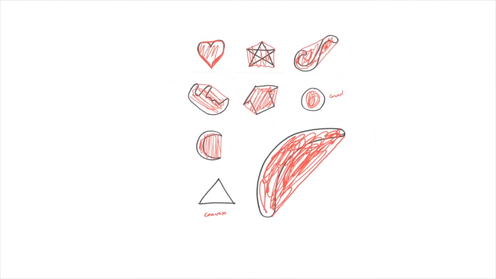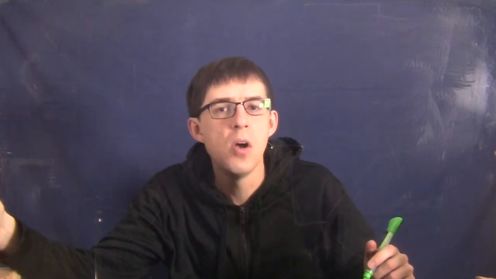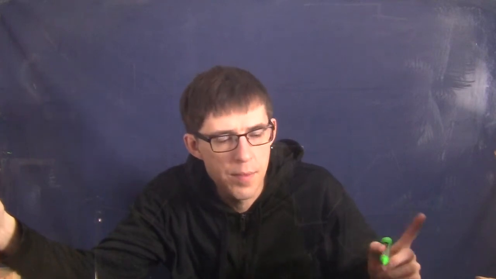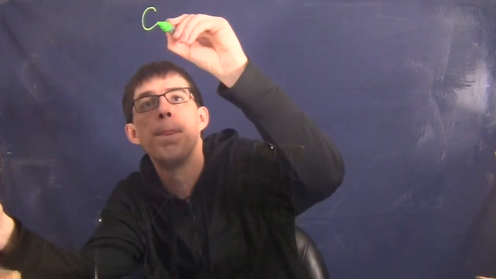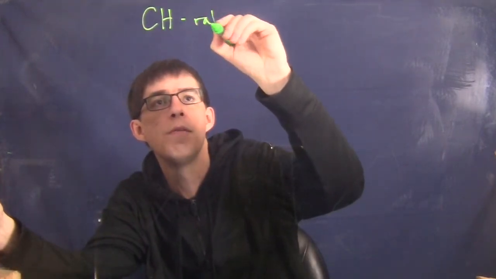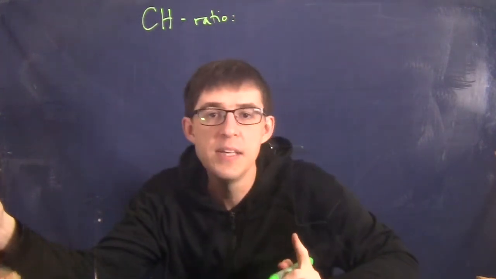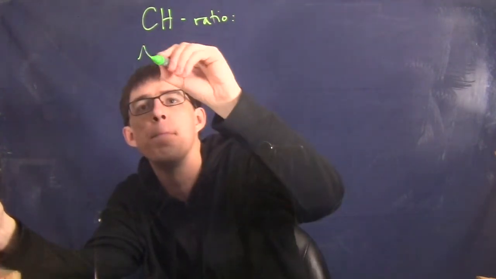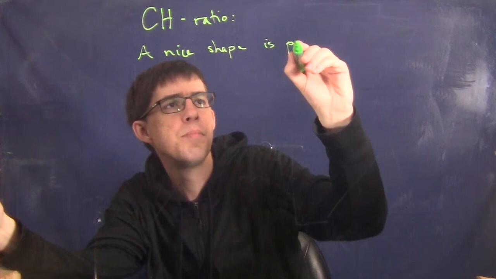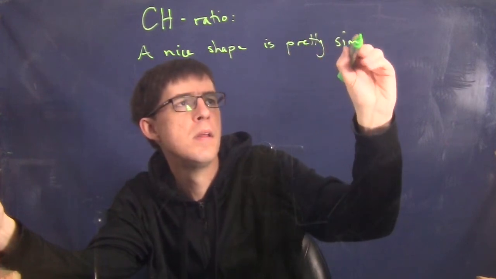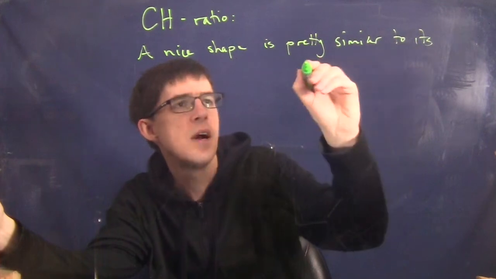Those are the shapes that I got. All right, I'm ready to talk about the convex hull ratio. Remember, this is that thing I said we were aiming for, a specific measurement which will tell you how weird the shape is, and it's based on looking at the shape and comparing it with the convex hull. I will call this the CH ratio, for convex hull. The basic idea is that a nice shape is pretty similar to its convex hull.